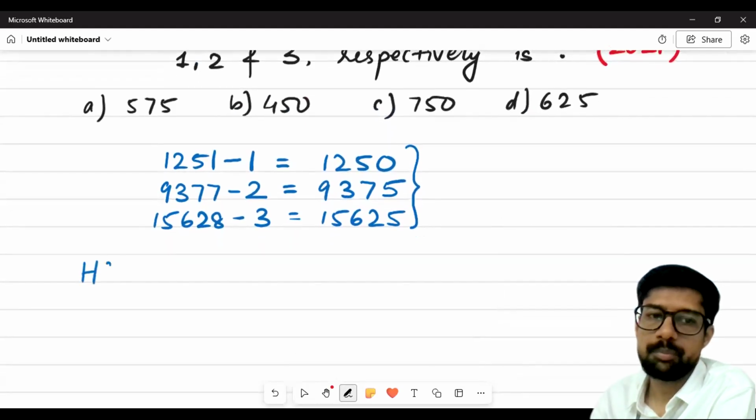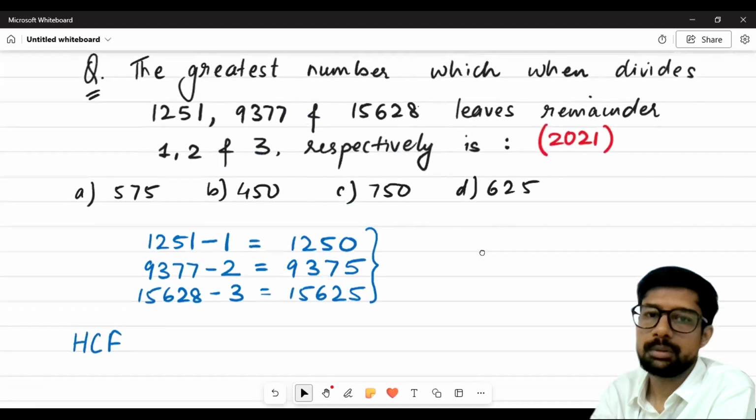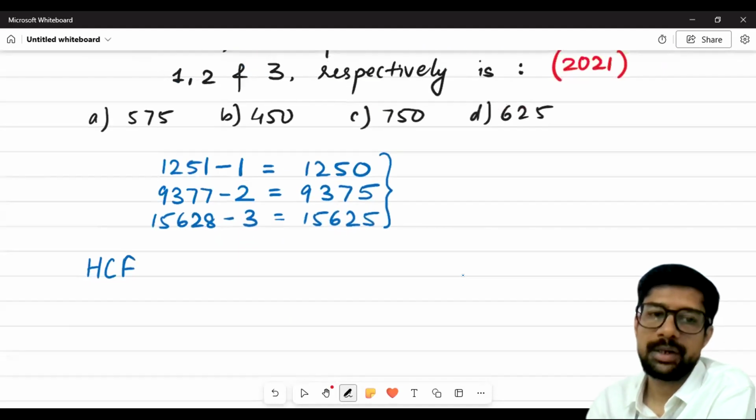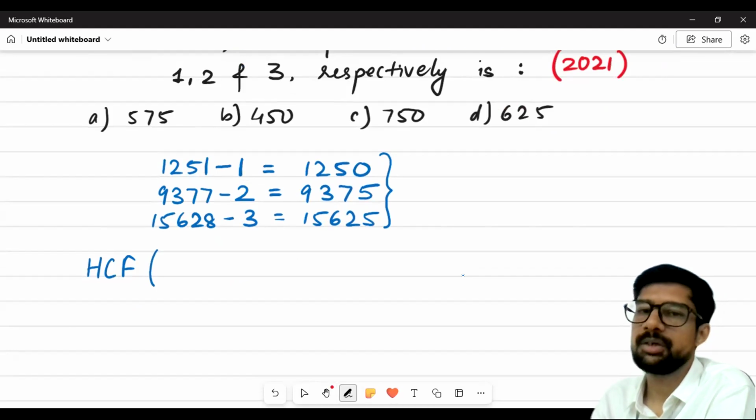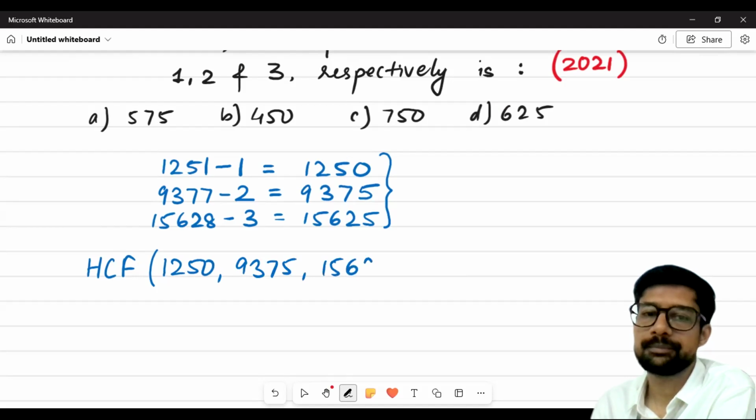Now the greatest number that is divisible by, I gave you the hint in the previous class too. We have to find the HCF because our number is dividing all of them. So it's a factor. We have to find the HCF of 1250, 9375 and 15625.